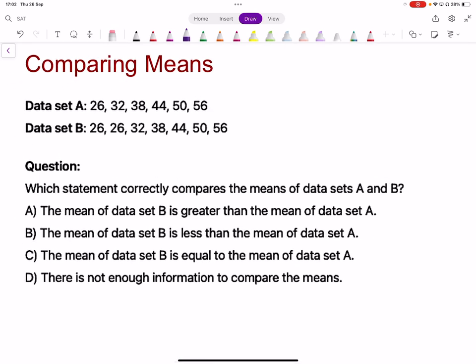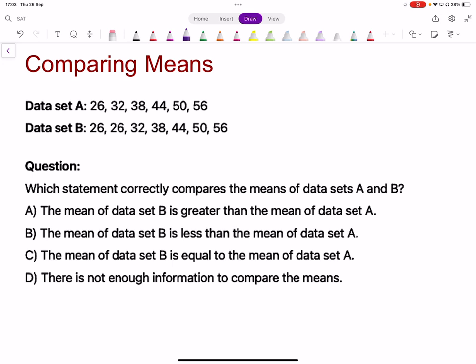Let's have a look at some examples. We have two data sets, data set A and data set B. Which statement correctly compares the means of data sets A and B? The mean of set A is higher than the mean of set B. Mean of B is less than mean of set A. Mean of B is equal to the mean of data set A. There's not enough information.